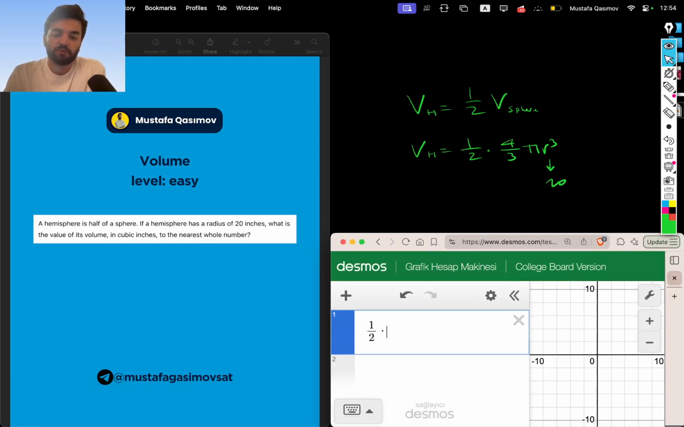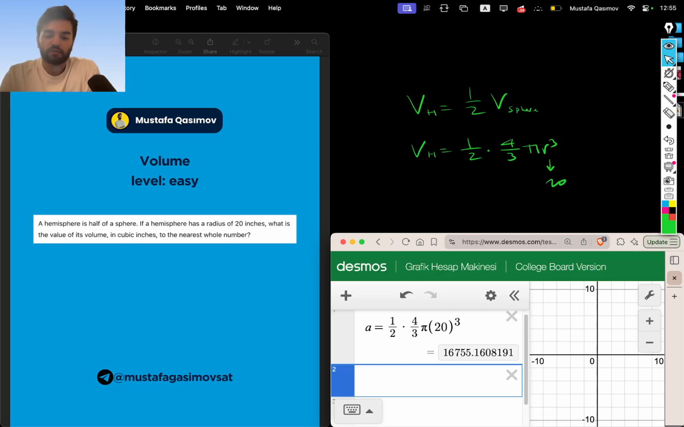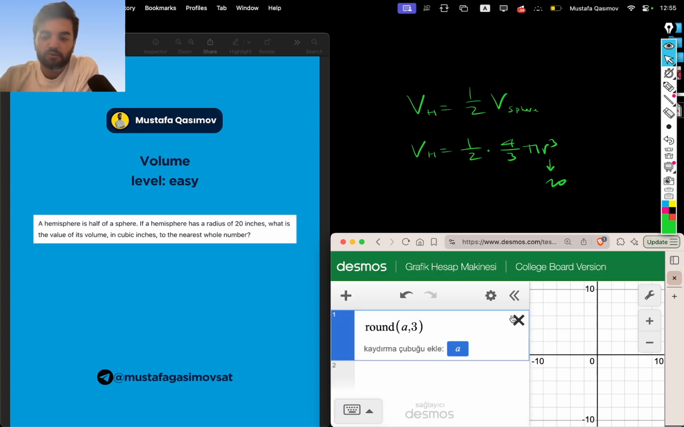1/2 multiplied by 4/3 pi r cubed. Then let's write it like that. A is equal to this value, and rounding A we will get 16,755. If you are asked to round your answer to the nearest tens, then you have to write 1 here. If it says hundreds, 2. If it says thousands, 3. Okay, let's continue with the next question.